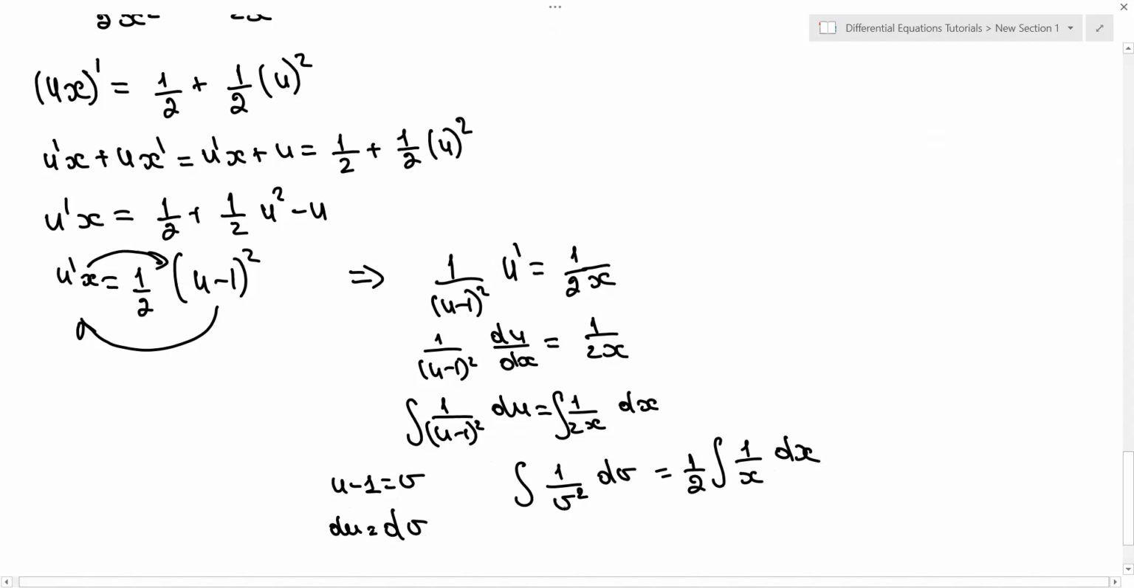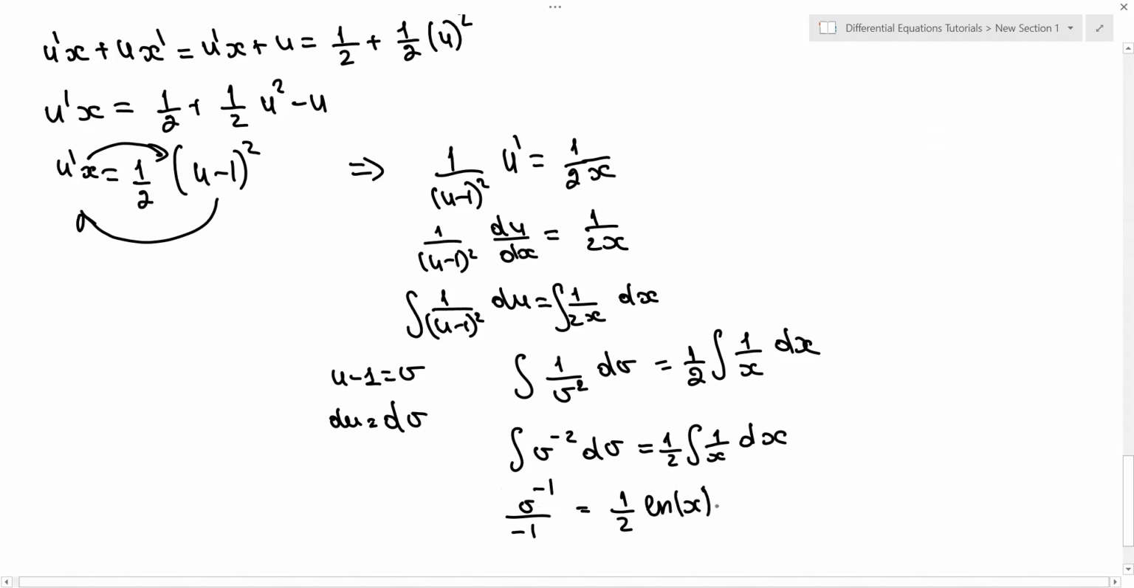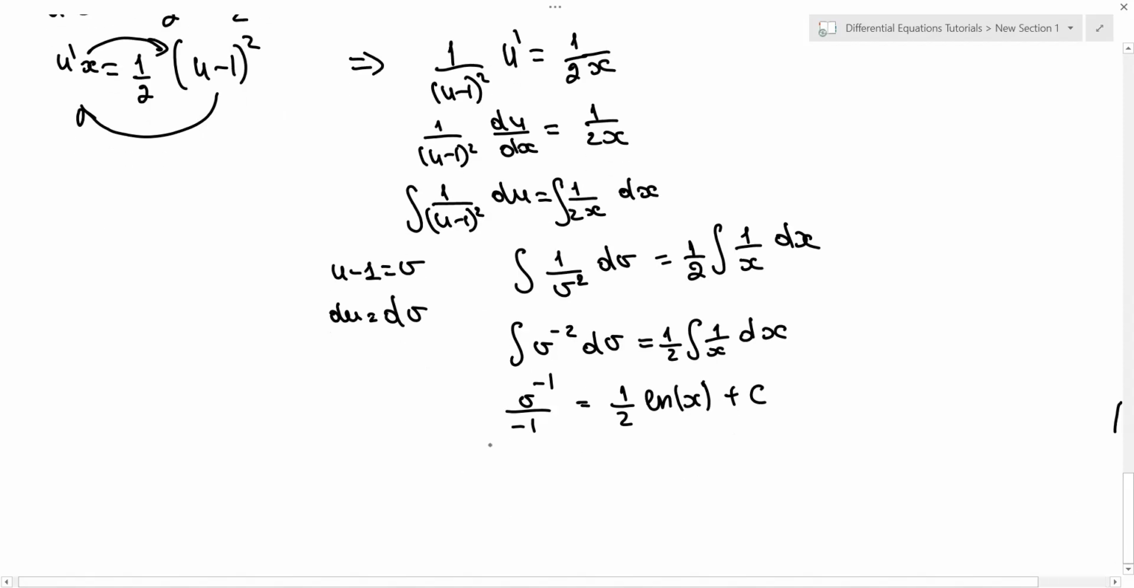So from this, it is v over minus 2. So let's write it like this: v to the power of minus 2 dv is equal to 1 over 2, 1 over x dx. So from this, we will have minus 1 over v, which is equal to 1 over 2 ln x. And of course, we have here c. So minus 1 over v is equal to 1 over 2 ln x plus c.